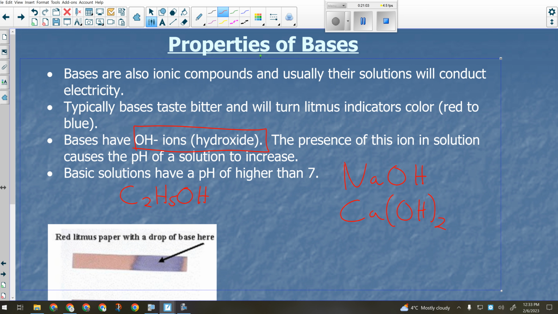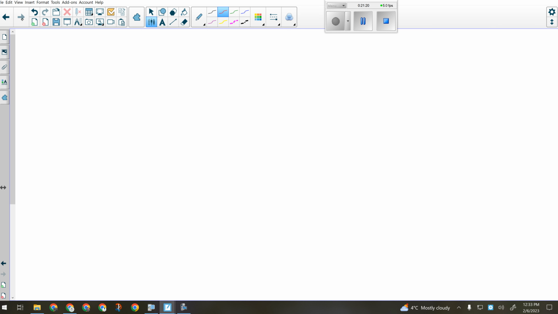If it was an ionic compound, like these, the OH and the metal would separate. This won't separate, so it won't be basic. Spoiler alert, this is also one of your unknowns. Okay, so that's what you need to know for properties.